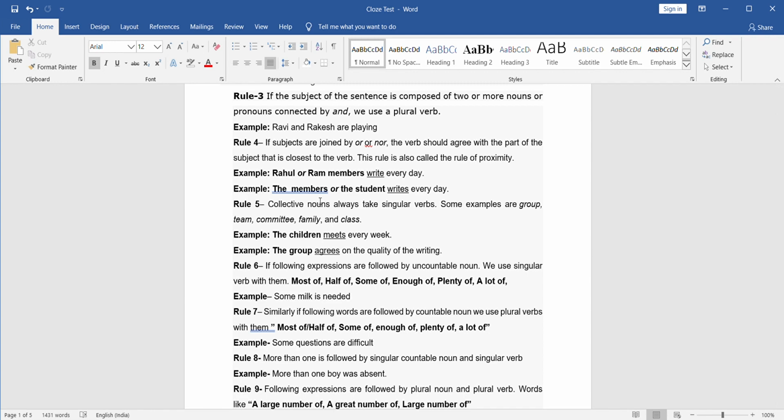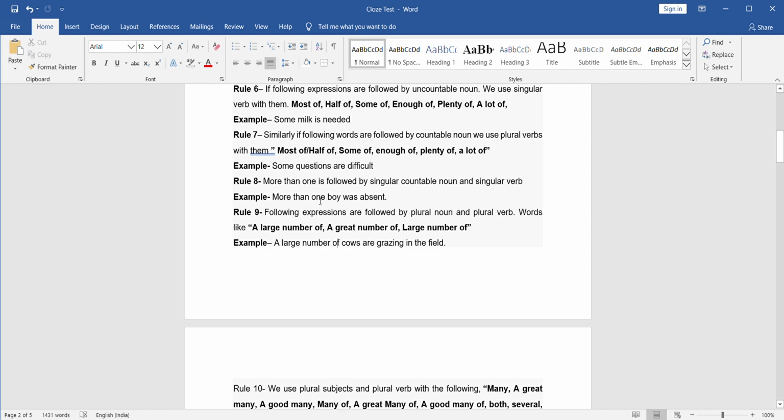Let's say you are giving the example: the members or the student write every day, because student is singular. If you say Rahul or the Ram members, write every day, because 'Ram members' is plural. That's why it comes that way. Okay, so coming to rule number five, what is the rule number five we have?